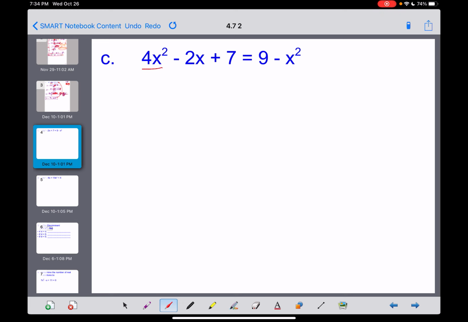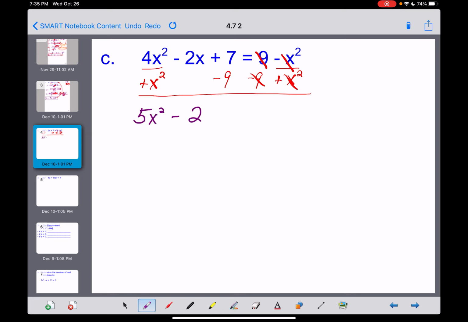I got a 4x squared on the left, a negative 1x squared on the right. We're moving the little one to the big one. So we're going to add x squared on the right and balance that by adding x squared on the left. That means I also need to get rid of that 9. We're going to subtract 9 from the right and from the left. So those terms cancel, and let's see what we have. 4x squared plus 1x squared is 5x squared. We're not combining anything with the minus 2x, and a plus 7 minus 9 is going to give us a minus 2, all of which is equal to 0.